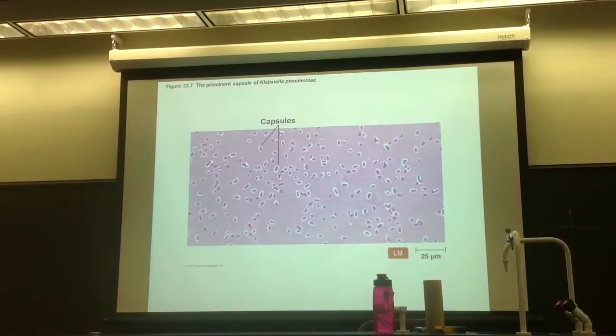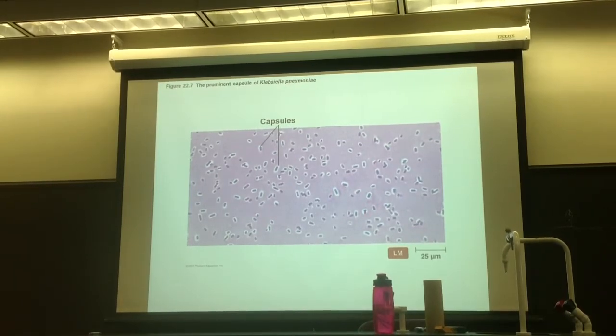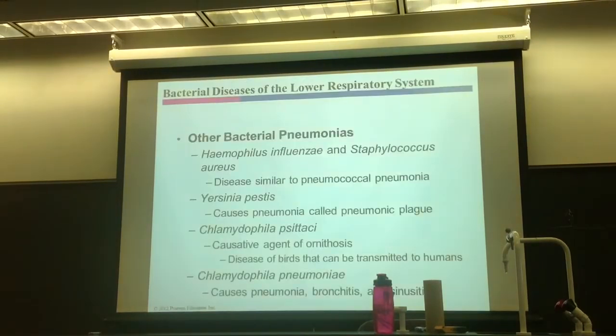Okie dokie. Here's a little picture of Klebsiella pneumoniae. This is probably a capsule stain, right? You see the capsules there? That's why they're so bad, right? They literally hide from your immune system. Everything in white around those cells are what? Little capsules. That's how they hide out.